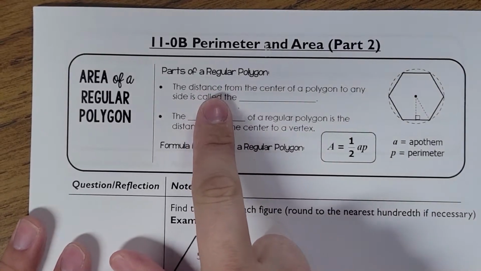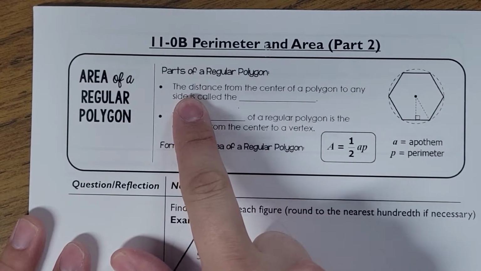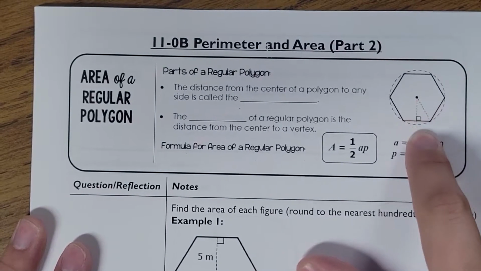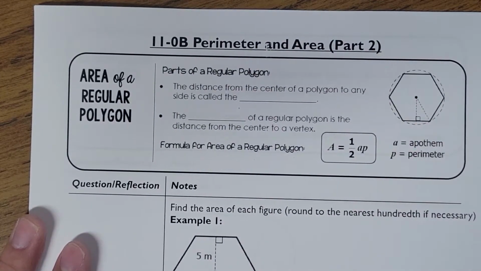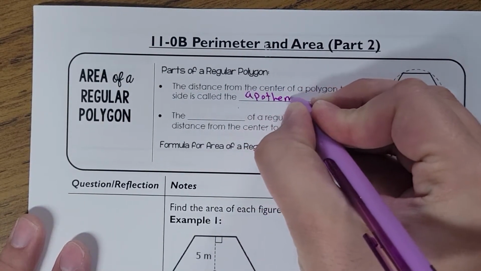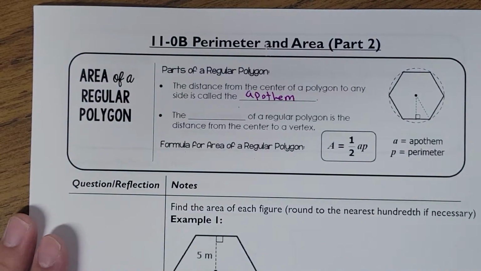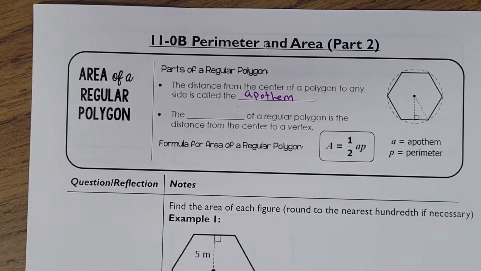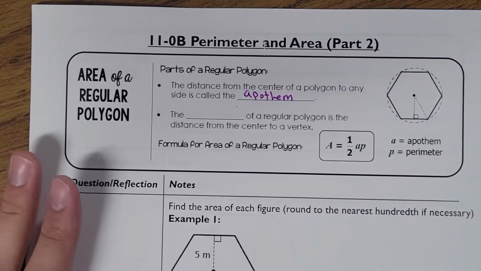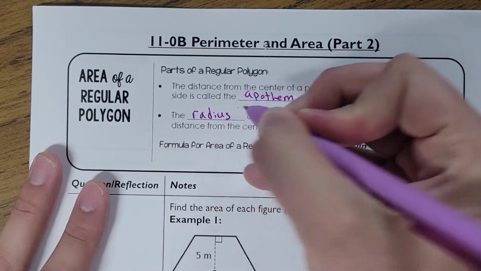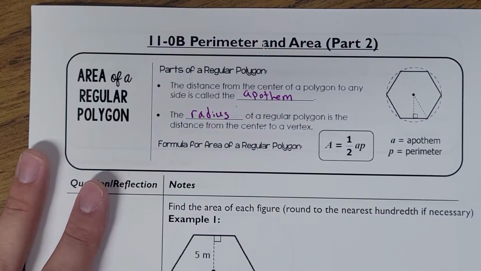Firstly, we're going to talk about some vocabulary here. The distance from the center of a polygon to the side of the polygon is called the apothem, or apothem, depending on how your teacher says it. And the next part says the blank of a regular polygon is the distance from the center to the vertex. This is a familiar word. This is our radius. So our polygons are going to have radii, just like circles.